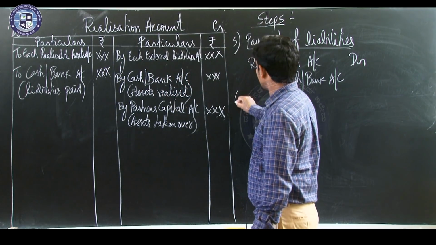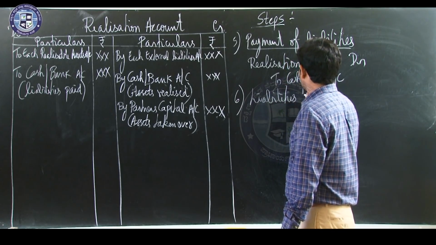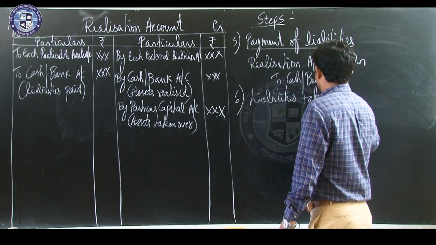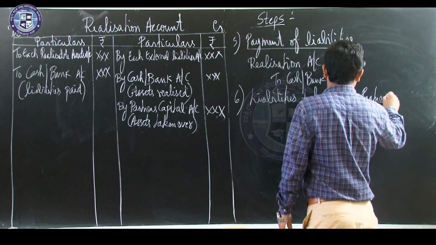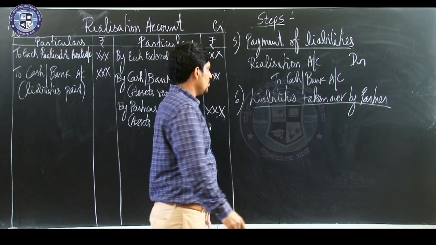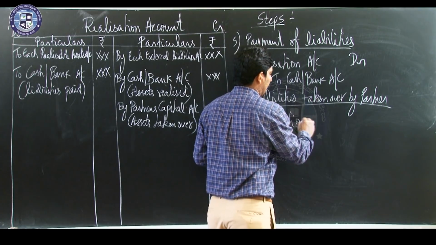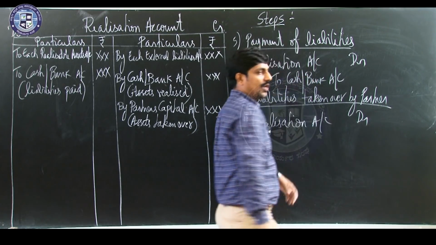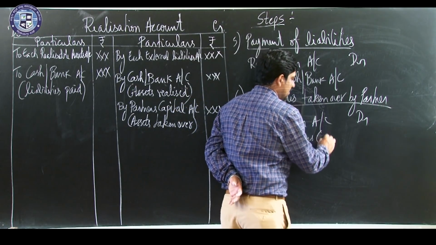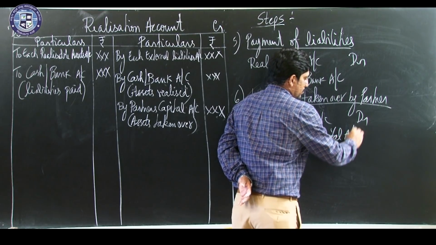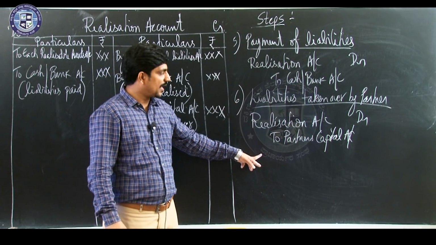Sometimes, like the assets, liabilities will also be taken over by the partners. Instead of the firm paying, the liability is taken over by the partner, which means the partner will pay the liability. The entry is the same as the previous one, but instead of writing cash, you write the name of the partner who has paid the liability. So the entry will be realization account debited to partner's capital account.